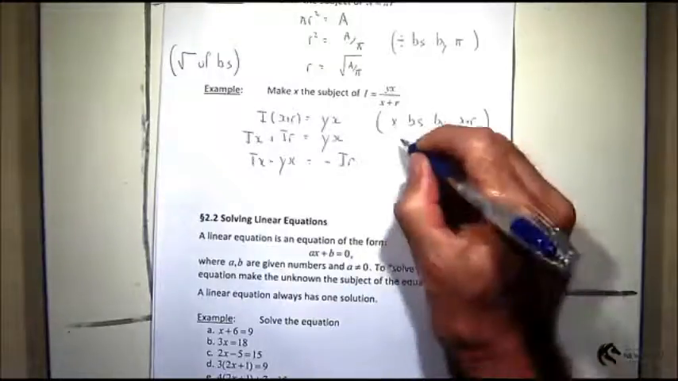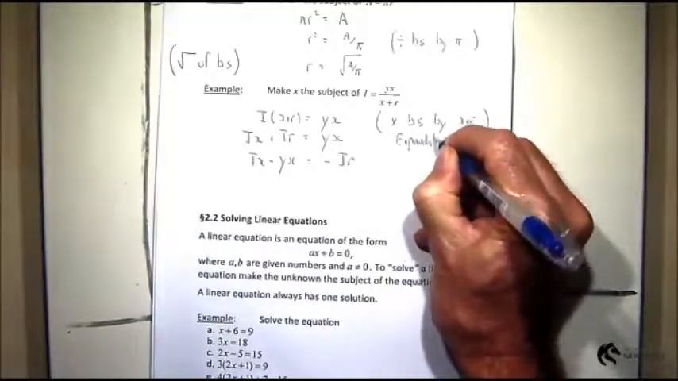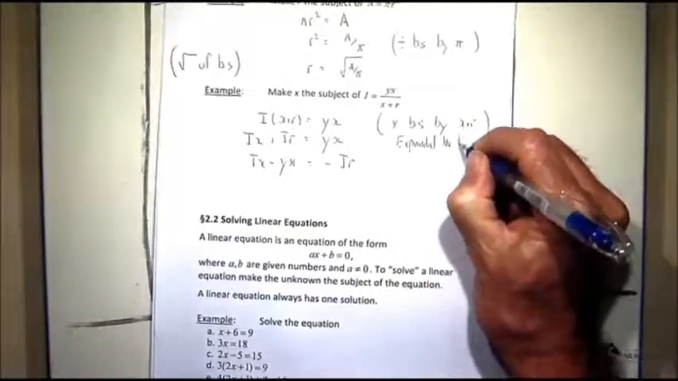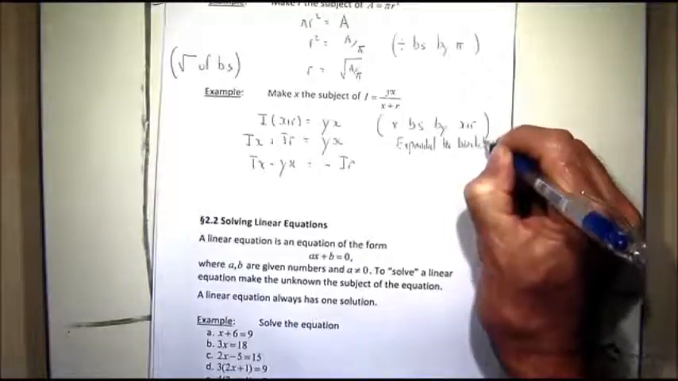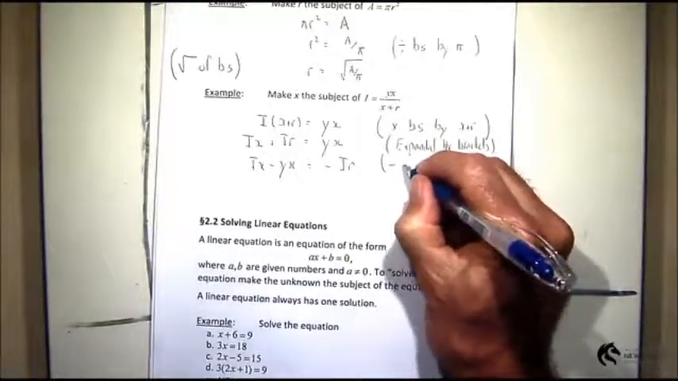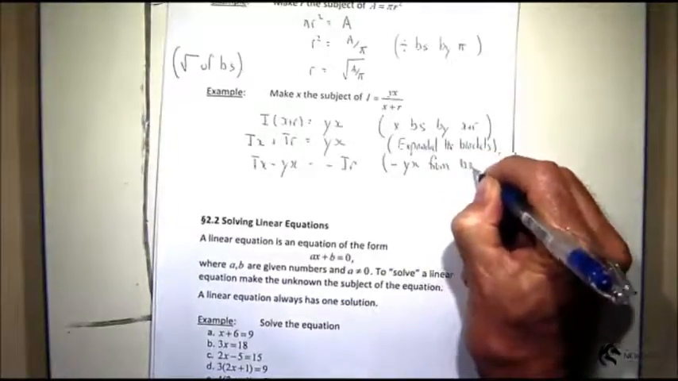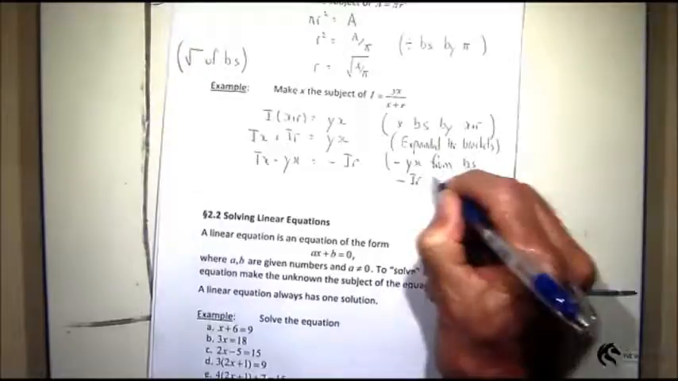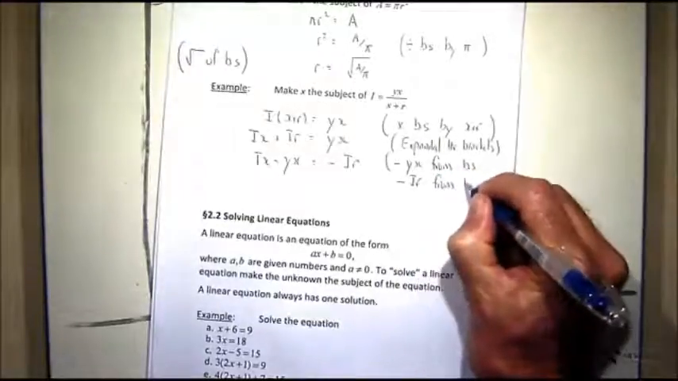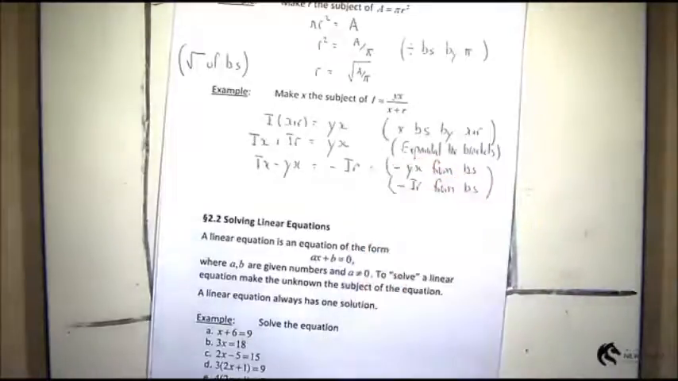So here I expanded the brackets. Here I subtracted yx from both sides, and I also subtracted ir from both sides. I did both of those things in there. I did 2 steps.